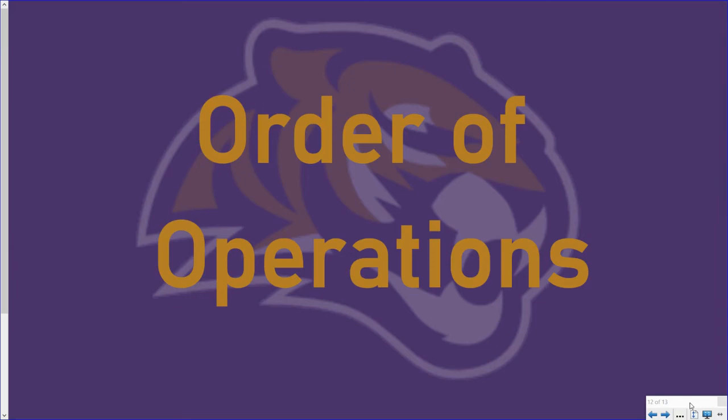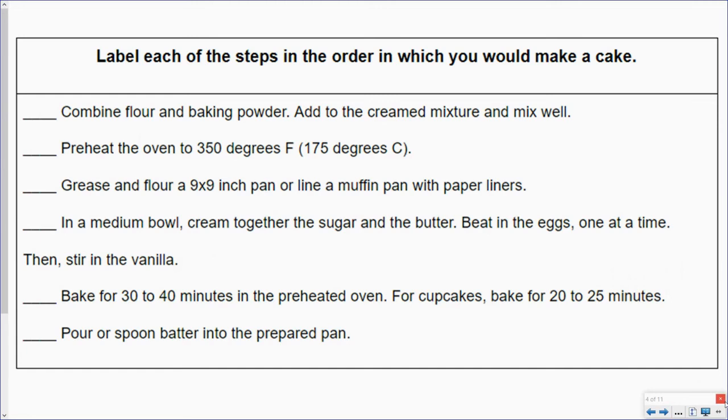In this video, we're going to take a look at order of operations. So let's take a look first here at making a cake or making cupcakes. We have to do things in a certain order, otherwise it just won't turn out well. So the first thing that we need to do is preheat our oven. And then we need to grease our pan to get it ready for when our mixture is ready to go.